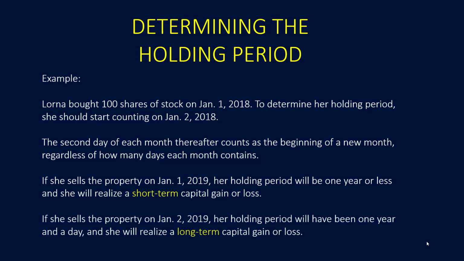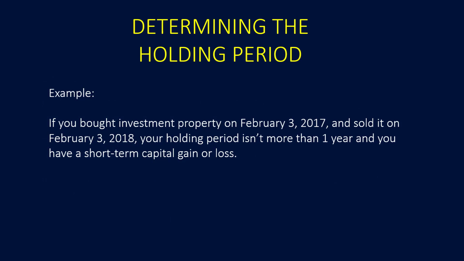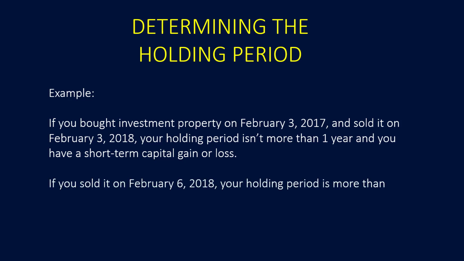If she sells the property on January the 2nd, 2019, her holding period will have been 1 year and a day, and she'll realize a long-term capital gain or loss. Let's take a look at another example. If you bought investment property on February the 3rd, 2017, and sold it on February the 3rd, 2018, your holding period isn't more than 1 year. You've got a short-term capital gain or loss. If you sold it on February the 6th, 2018, your holding period is more than 1 year, and you'll have a long-term capital gain or loss.